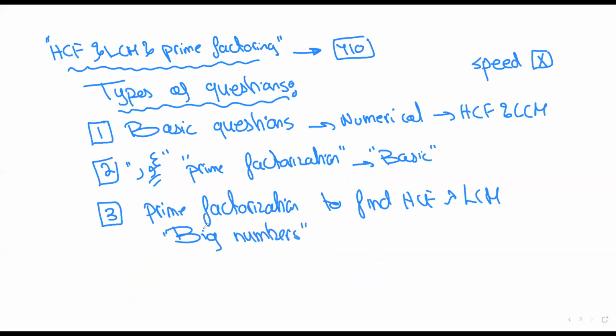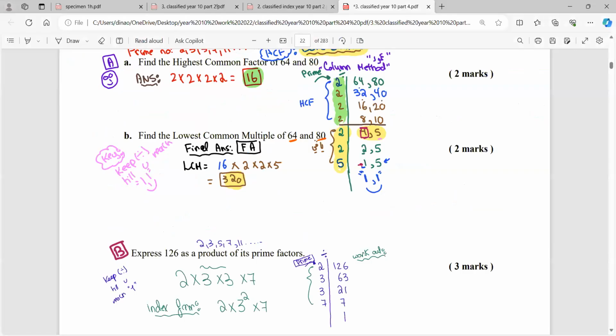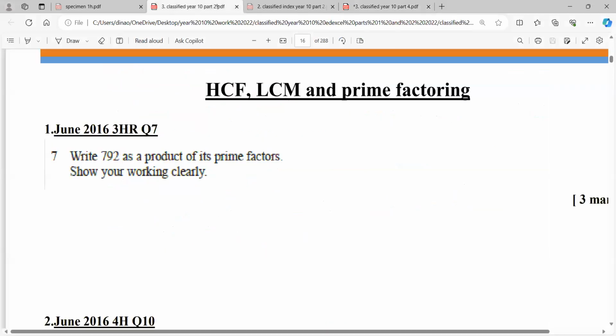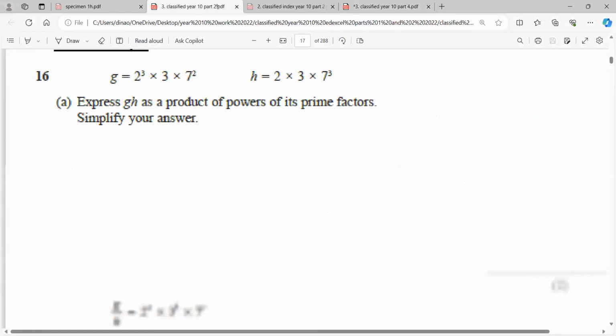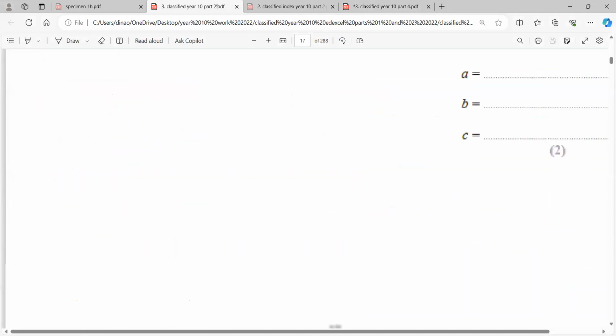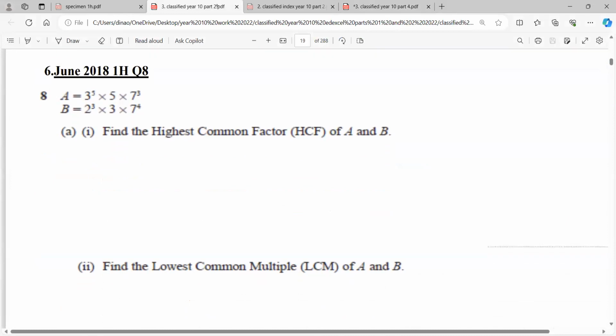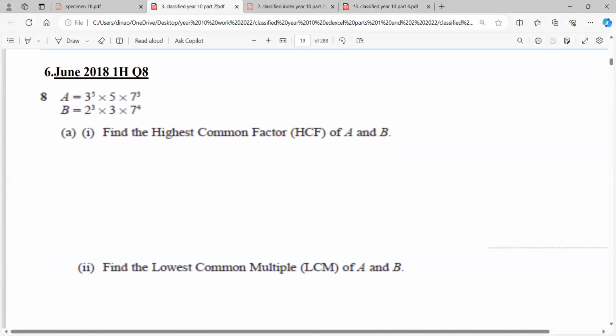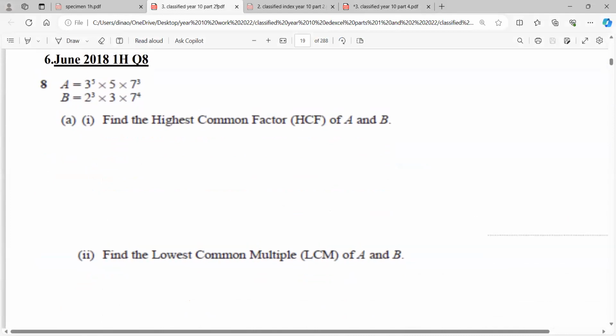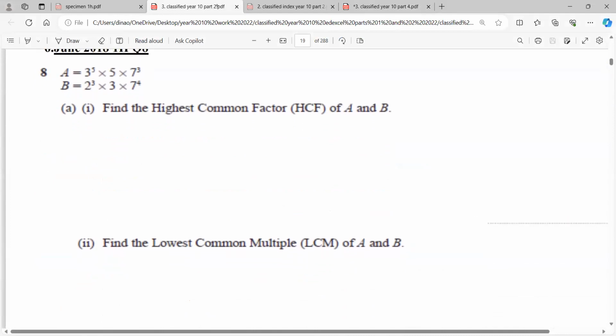So let's see, how do these questions look? I am going now to actually use classified part 2, and I'm going to go to, where is the page? I'm going to actually go to this page over here. This is, the screen is shared. Yes, this is classified part 2, page number 19.